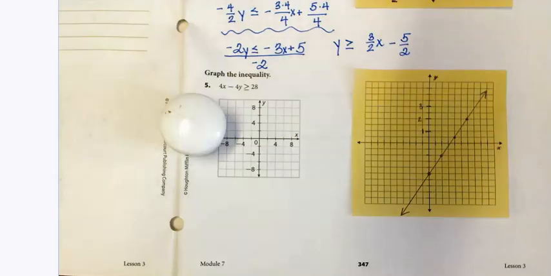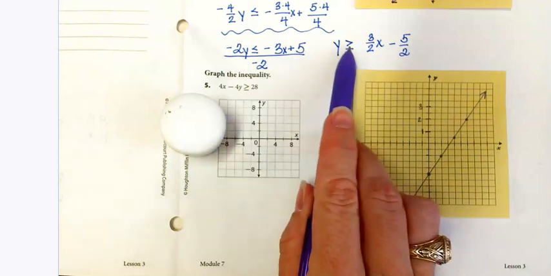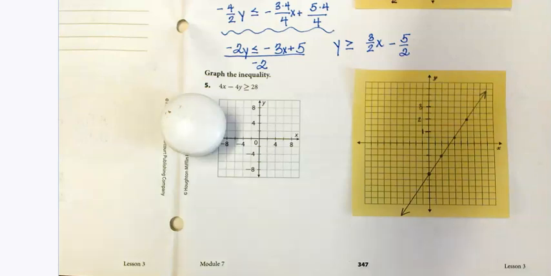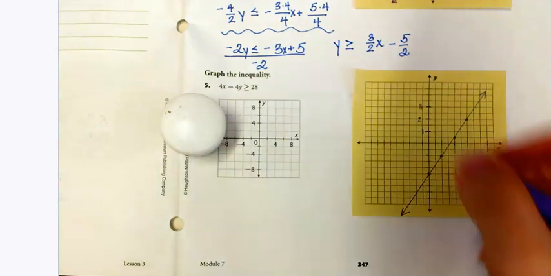All right, so there's my line, but I'm not finished because I've got to figure out which side to shade. Usually if it's greater than or equal to, we mean to shade above. If it's less than or equal to, we're usually going to wind up shading below the line. But let's go ahead and test it.